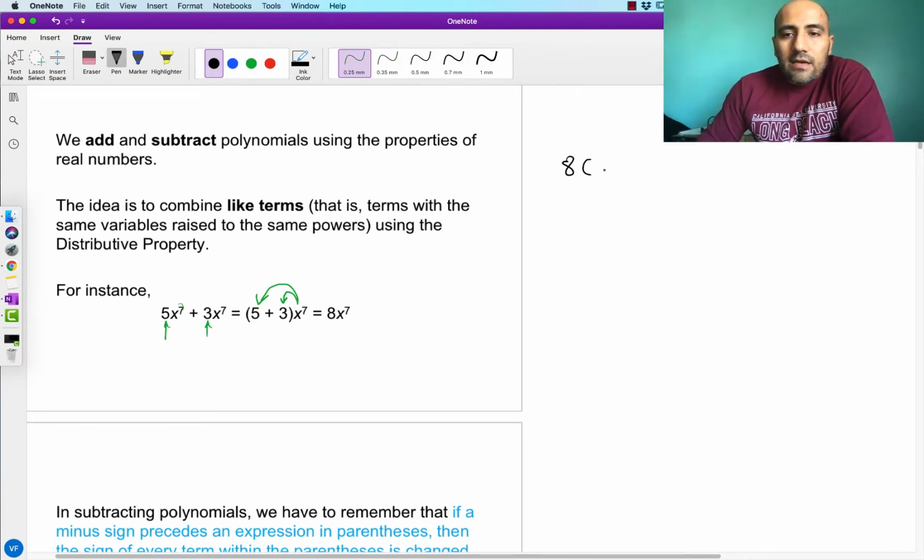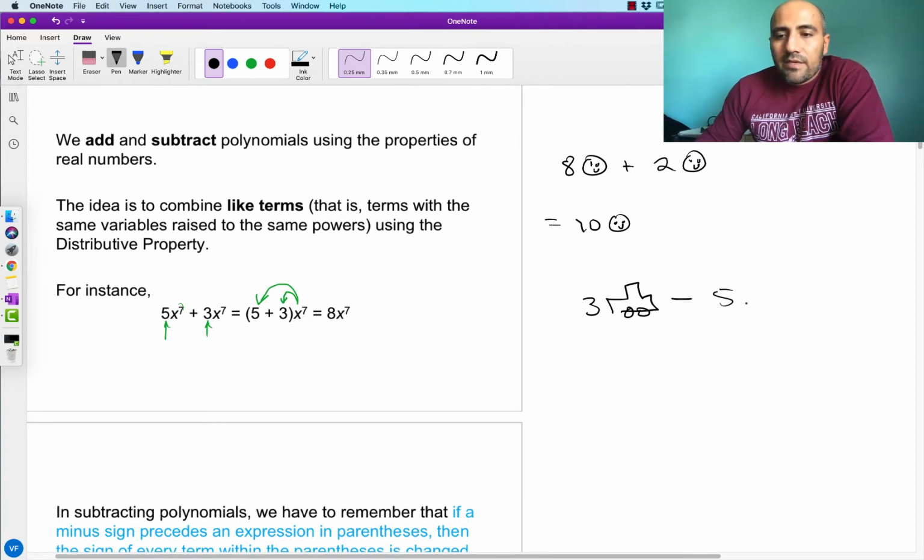If we had 8 copies of a happy face, whatever happy face is, plus 2 copies of that same sad-looking happy face, then together we're going to have 10 copies of that sad-looking happy face, right? Because they're the same thing. 8 copies of this plus 2 copies of that, we have 10 copies of that thing. We can also have 3 copies of a little truck minus 5 copies of that little truck. So together we would have negative 2 copies of that little truck.